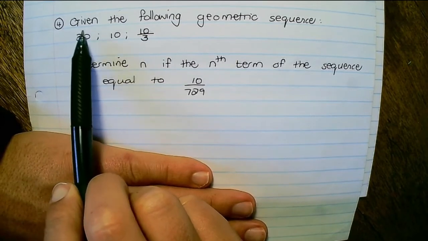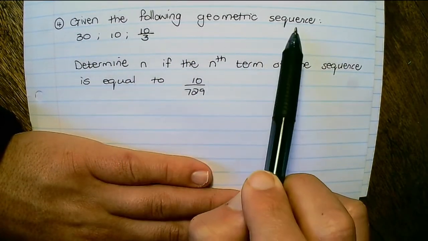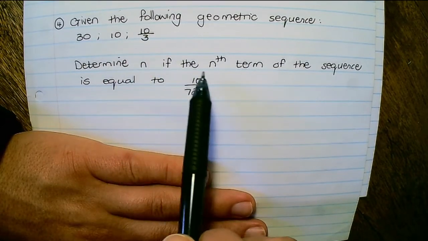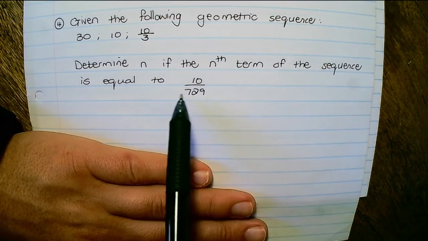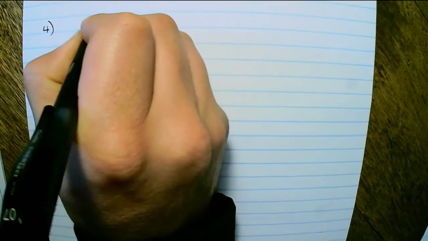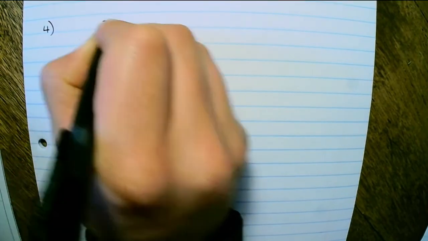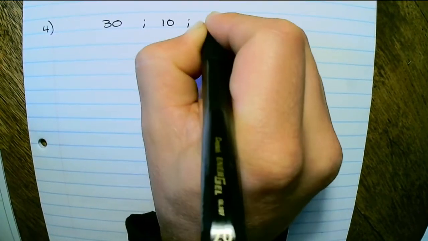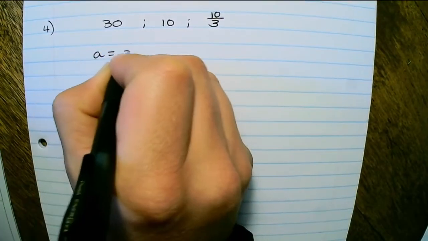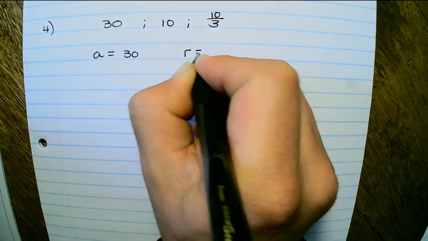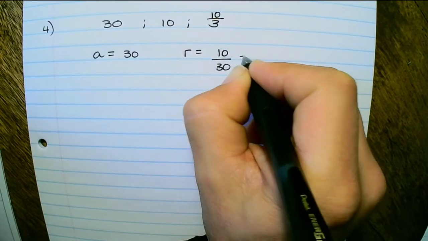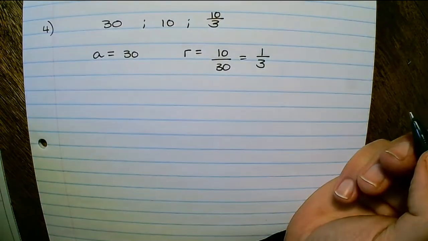The last question says, given the following geometric sequence, 30, 10, and 10 over 3, determine n if the nth term of the sequence is equal to 10 over 729. So our pattern is 30, 10, and 10 over 3. And we can see our a value is equal to 30. And the ratio is 10 over 30, which is 1 over 3.